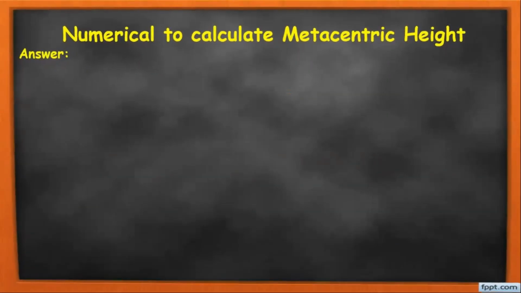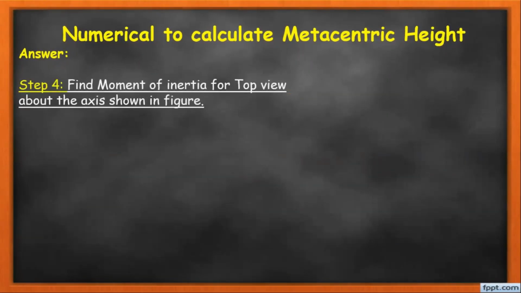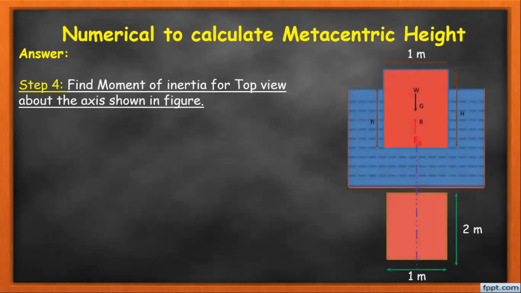Now in step number 4, we are going to calculate the moment of inertia. For the moment of inertia, we need to consider the top view. So the top view of the object is 1 by 2. So we have the formula BD cube by 12. So length into width to the power 3 divided by 12.